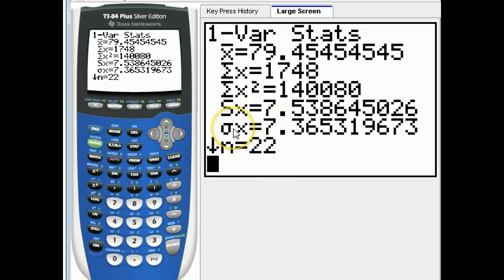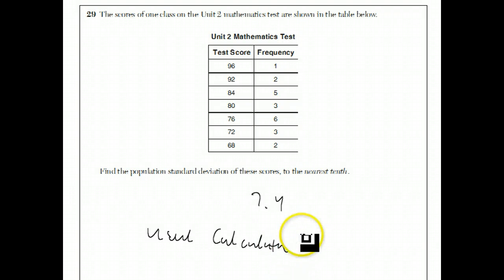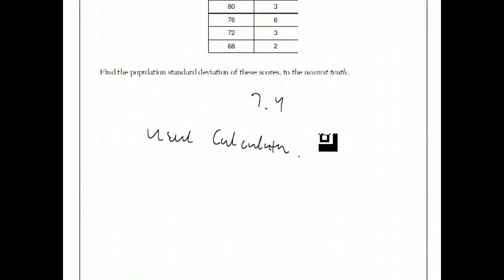This is called the population standard deviation, this little sigma sign. Don't put this one. This one you lose half credit for, the 7.53, 7.38. Also, they want it to the nearest tenth. So the answer is 7.4 to get full credit for that question. 7.4. Say you used a calculator, just in case your teachers want to know where that answer came from.